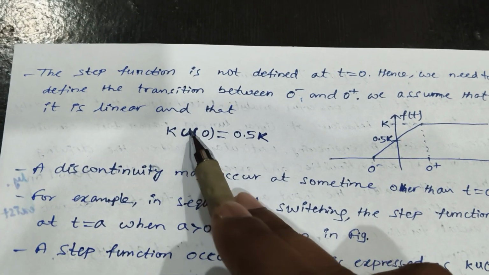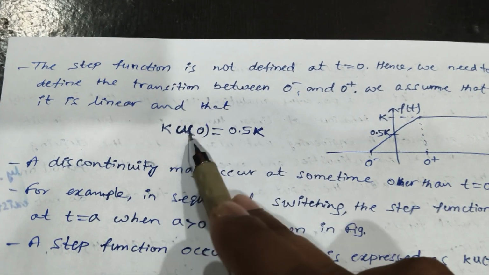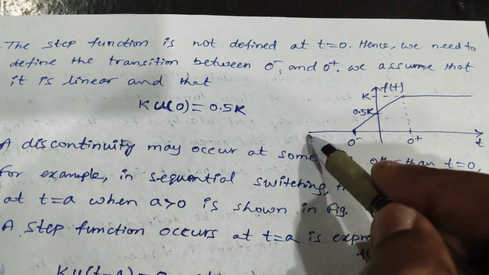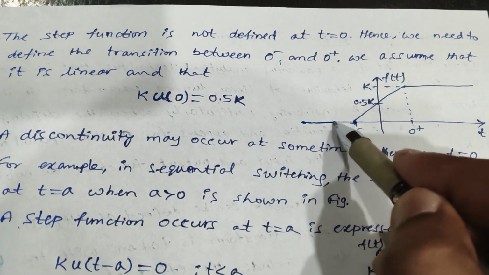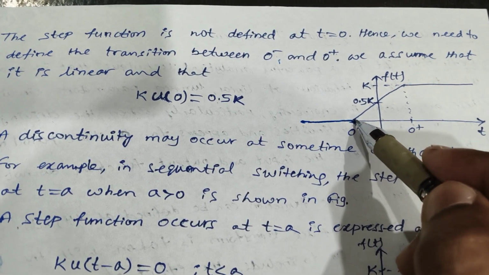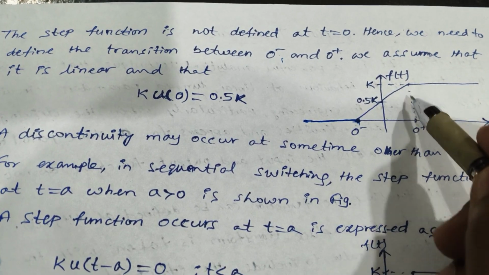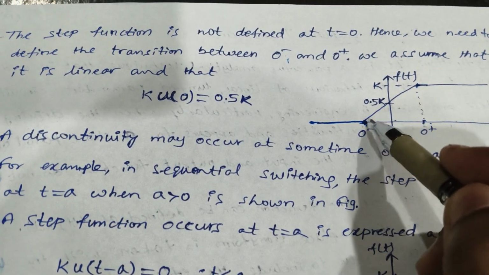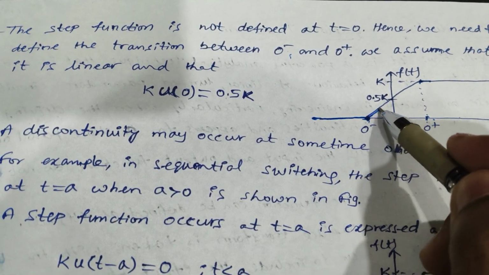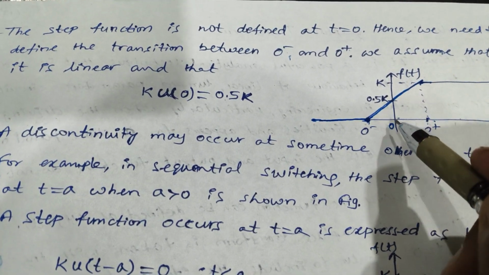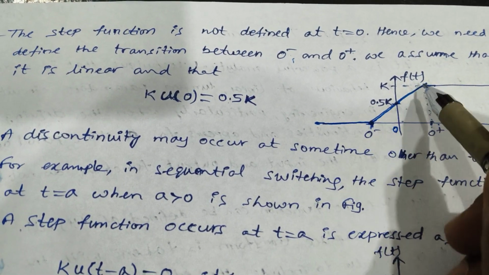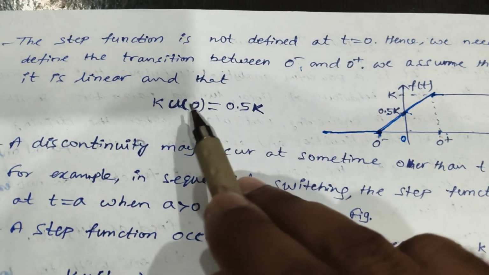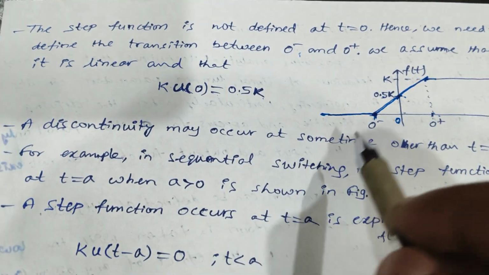Hence k into u of 0 is equal to 0.5k. Pictorially, before 0 minus it is 0 only. From 0 minus it starts with a linear variation, and at 0 plus, that is t greater than 0, it should reach the k magnitude. From 0 minus to 0 plus we are assuming it varies linearly, so at 0 it will reach 0.5k. Between 0 and k it is half of the highest magnitude, that is the average, 0.5k. That's why k into u of 0 is equal to 0.5k.